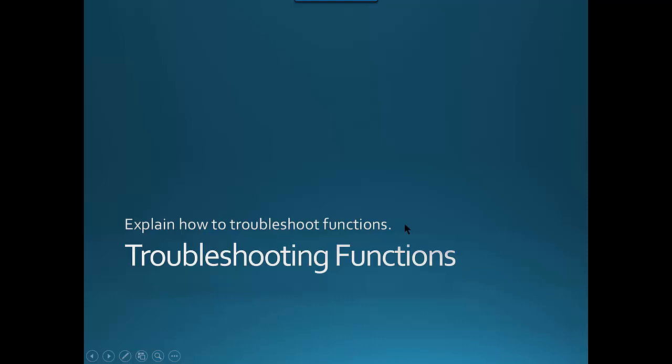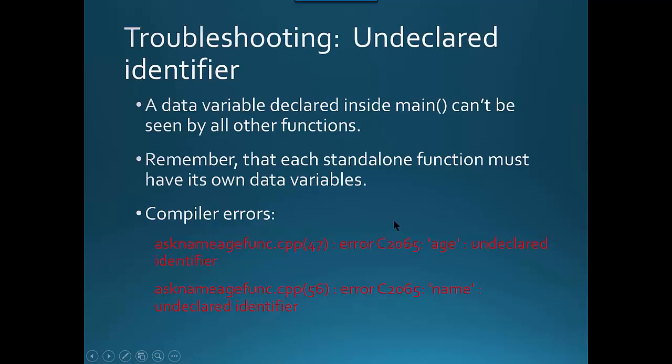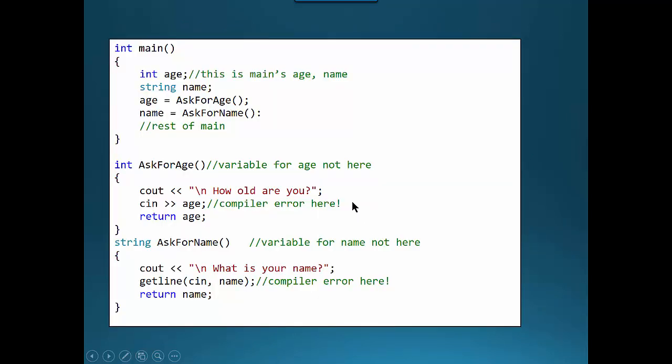So there's some common problems with functions we'll look at. One common one is an undeclared identifier error that you might see. It'll look like this: error C2065, age undeclared identifier. It's tempting to just say I've got an error and start trying to troubleshoot right away, but you should really try to read the error messages and use those as a hint for what's wrong. And here we have age and name are not declared, and here's the code that caused that error.